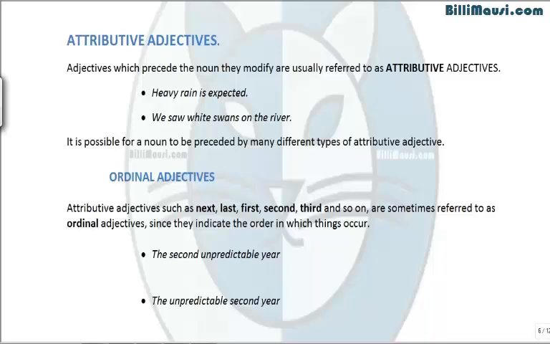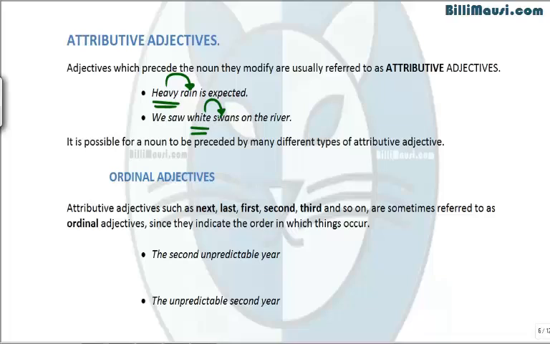As mentioned earlier, descriptive adjectives can be further classified as attributive adjectives or predicative adjectives. Adjectives which precede the noun they modify are usually referred to as attributive adjectives. Heavy rain is expected. Heavy is modifying the noun rain and it is coming before the noun. We saw white swans on the river. White is the adjective modifying swans.